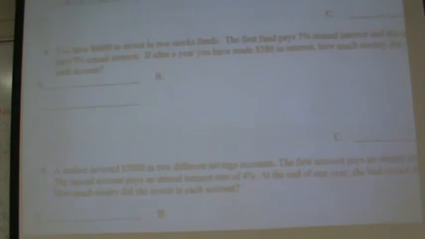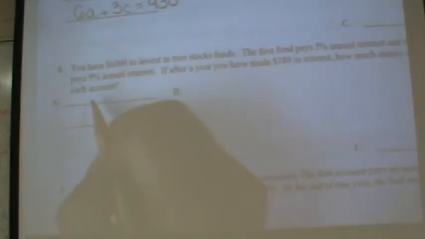You have $6,000 to invest in 2 stock funds. One pays 5% and the other one pays 9%. And you want to make $380 in interest. How would you set that up? So x plus y equals 6,000. Yep, x plus y equals 6,000.